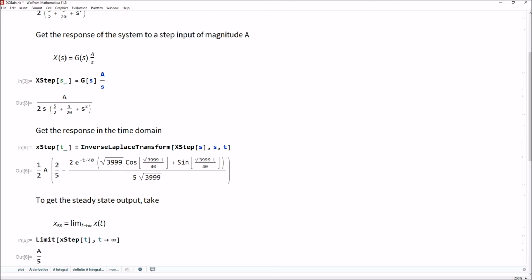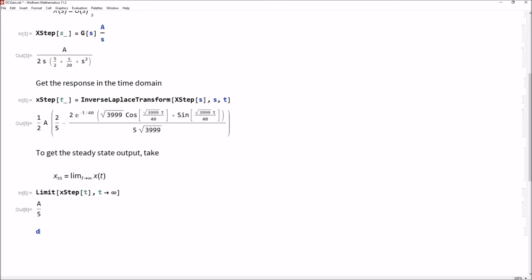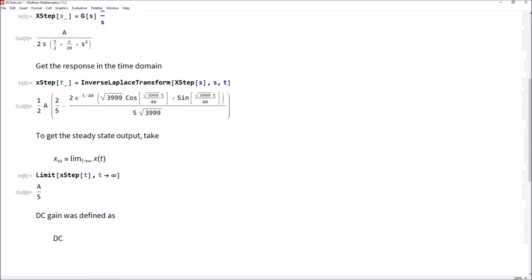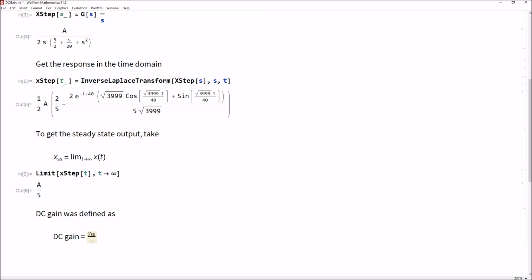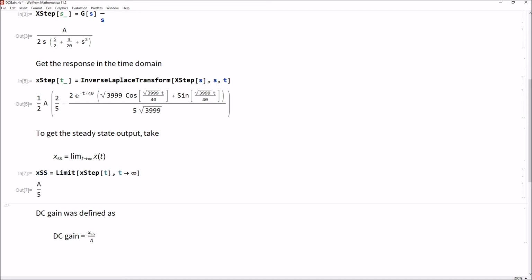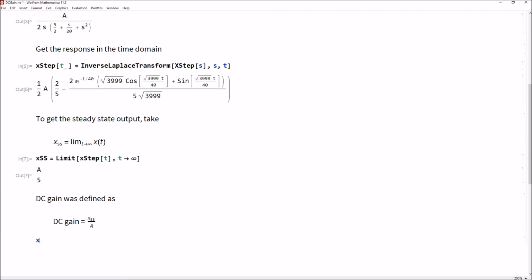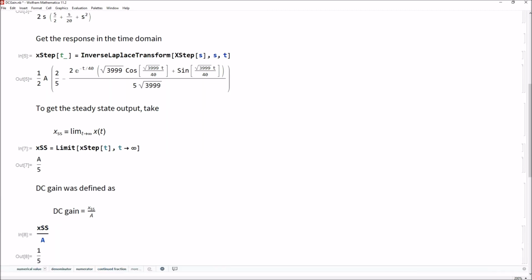Okay, so now what we can do here is get the DC gain of the system, right? The DC gain was defined, we talked about this earlier, as y steady state all over the magnitude of the input, which was input A here. Sorry, I keep using y. In this case, it's x, right? That's what we're looking for. So I should assign this to a variable. This is x steady state. Okay, so we end up with x steady state over a.